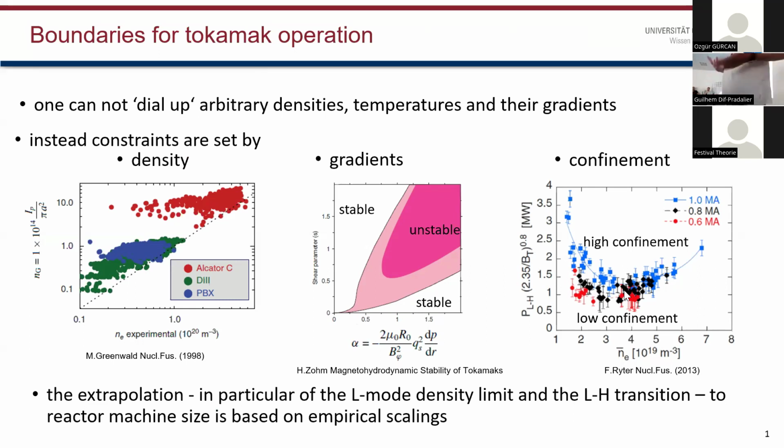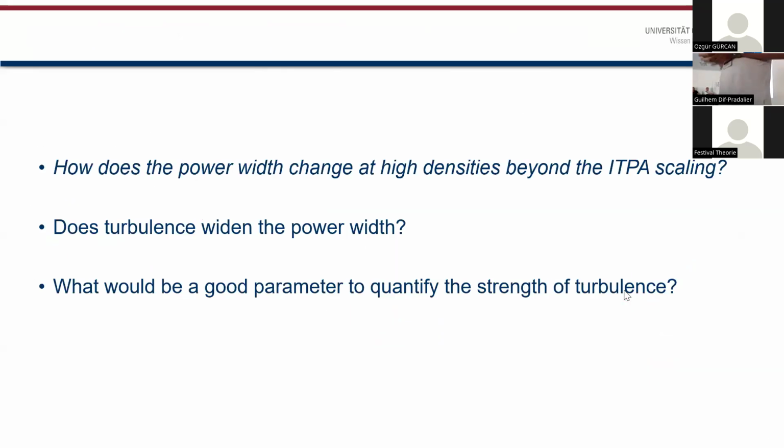And so the extrapolation to the machine, in particular for the ELM density limit and for the LH transition, relies only on empirical scaling laws up to now. The MHD ballooning limit is, of course, understood very well, so this is not empirical. But you need to consider them all at the same time. So I am now done with my first question.